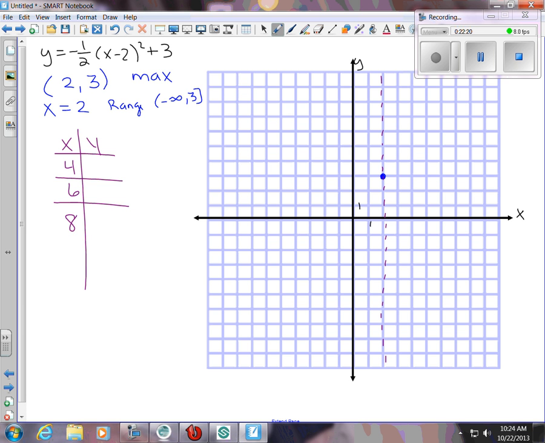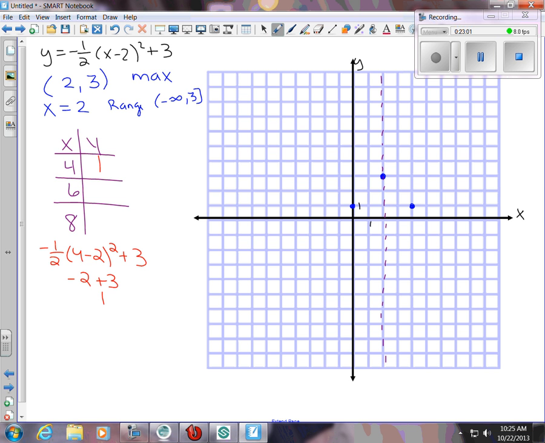So if I start with the value of 4, are we ready? We're going to move fast for time. Negative 1/2 times (4 minus 2) squared plus 3, right? 4 minus 2 is 2, squared is 4, times negative 1/2 is negative 2. Negative 2 plus 3 is 1. So I have the point (4, 1). So I'm going to come back here. I've got (2, 3), (4, 1), which means I also have, it's got to be symmetric to the axis of symmetry, (0, 1). Very good. Great. Okay, we're on the right track.